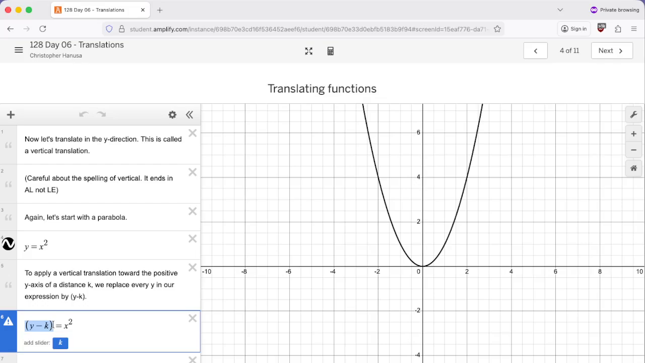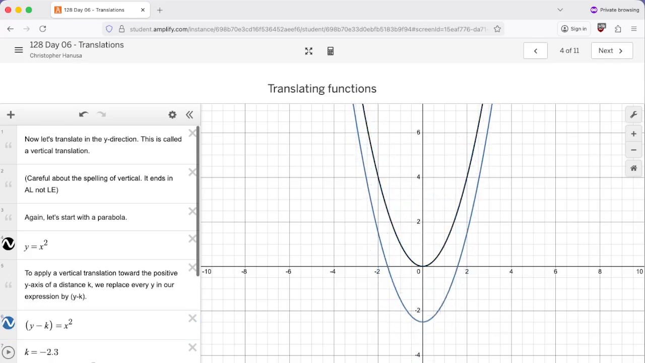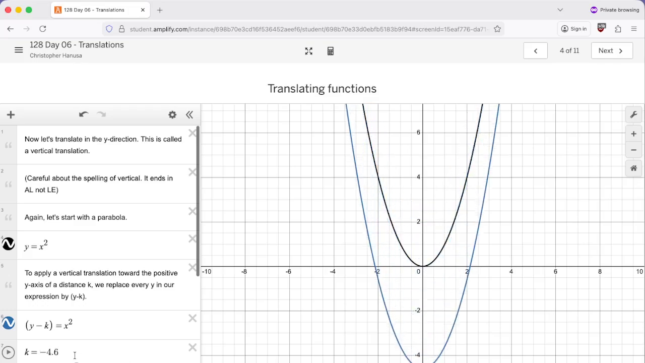Now, this may look different from something you've seen in the past. But if you look at this, it shows a lot of parallel things with what we did on the previous slide. On the previous slide, we took every x, we replaced it by x minus h. Now we're replacing every y by y minus k. And if we put that slider in here, we now move y up and down. When k is positive, the curve goes up. When k is negative, the curve goes down.